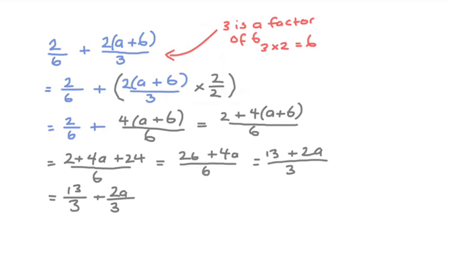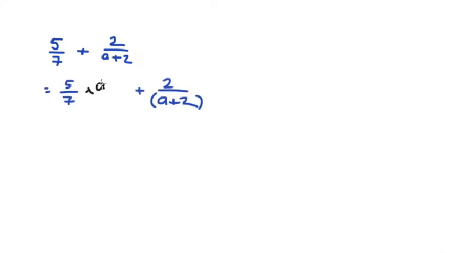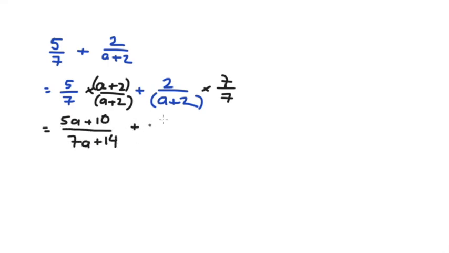Okay, the last case is if we had variables in the denominator. So let's say I had 5 over 7 plus 2 over (a plus 2). So I'm going to use the approach that I started out with and went through in the first video: just multiplying the numerator and denominator of both terms by the denominator of the other term. So I get 5 over 7 times (a plus 2) over (a plus 2), plus 2 over (a plus 2) times 7 over 7. Opening up all the brackets and multiplying through, I'm going to get 5a plus 10 over 7a plus 14 and 14 over 7a plus 14.